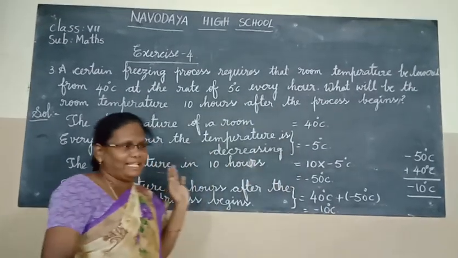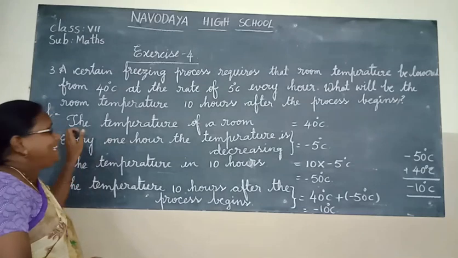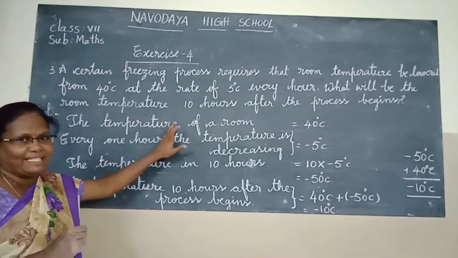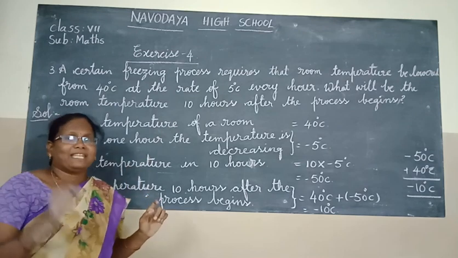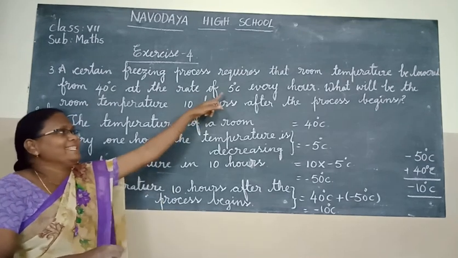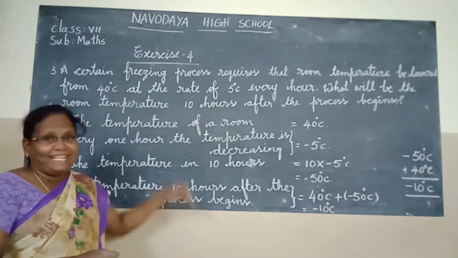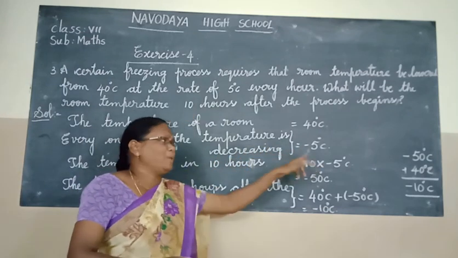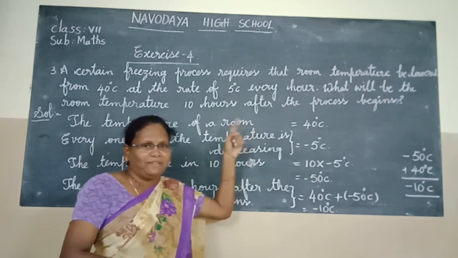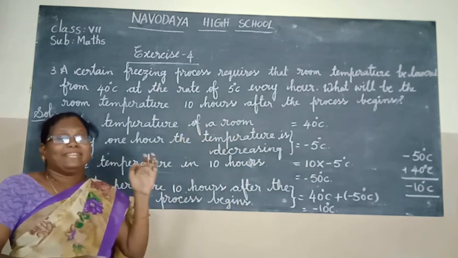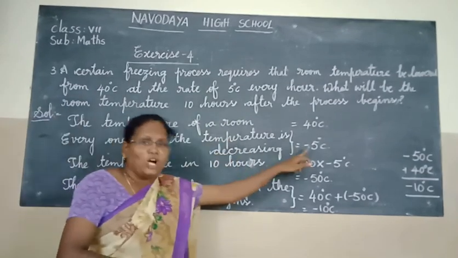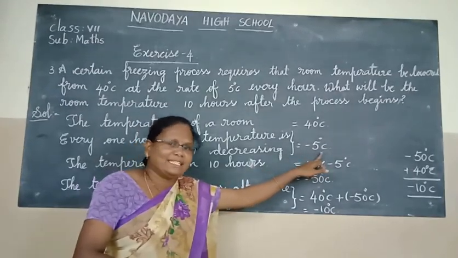Once again listen to this. The temperature of a room. Present room temperature is 40 degrees centigrade. Every 1 hour the temperature is decreasing 5 degrees Celsius. Decreasing means keep the negative sign. If it is increasing, keep the positive sign. What is given in the sum? They said the temperature is decreasing. Every 1 hour, how much? Minus 5 degrees Celsius.